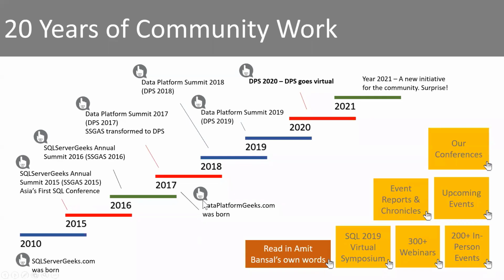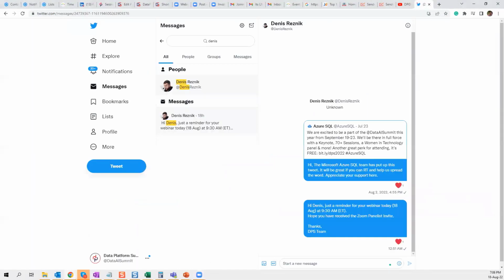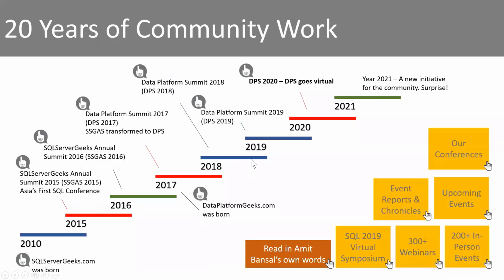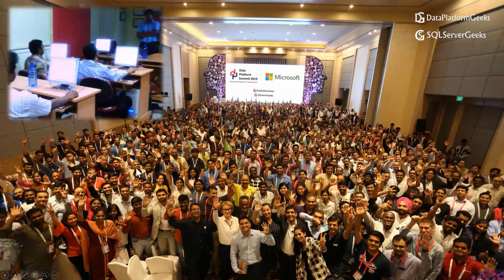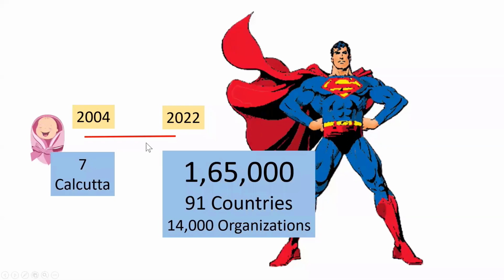This is one of the pictures that we really cherish, a picture from the 2019 Data Platform Summit. Just after the keynote, you can see the corporate vice president at that time, Gail Shepherd, waving her hand. So this picture is really valuable to us. From 7 people to hosting more than 1,000 people, Data Platform Summit has become a huge conference when it comes to data and analytics.